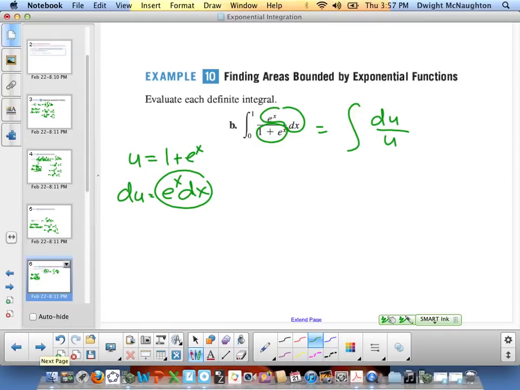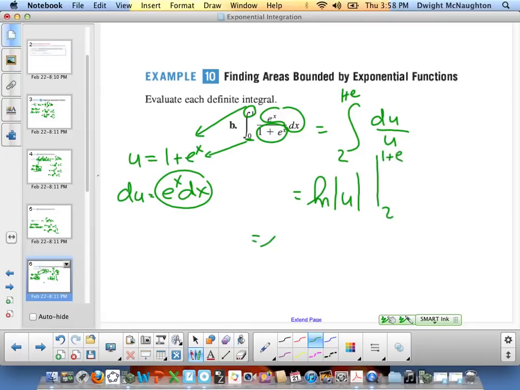So if we substitute 0 into our expression, 1 plus e to the 0, e to the 0 is 1, 1 plus 1 is 2. We substitute 1 into our expression, we get 1 plus e to the first, which is 1 plus e. And we'll integrate that. du over u is natural log of u from 2 to 1 plus e. So we get the natural log of 1 plus e minus the natural log of 2.